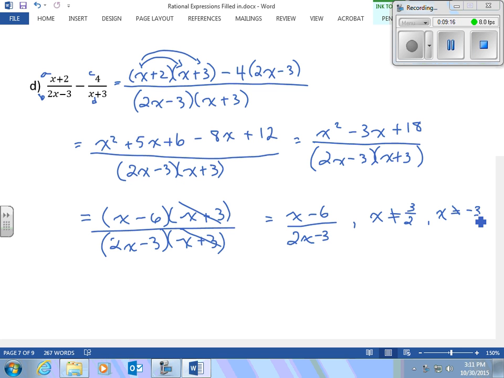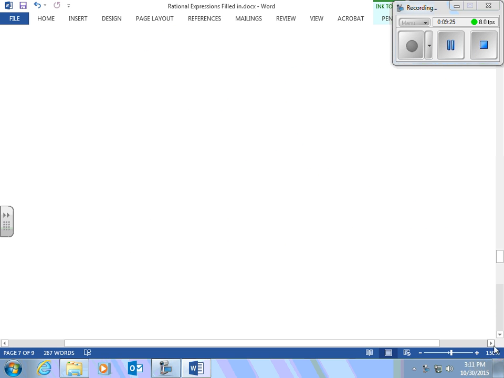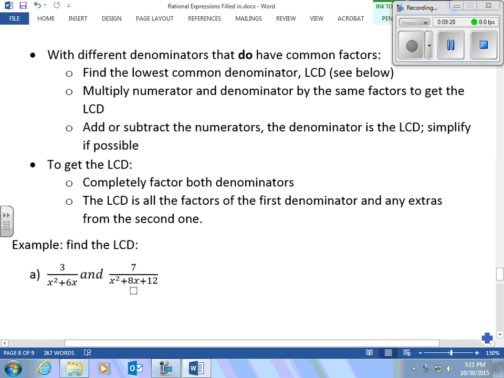So now let's take a look at what happens if there are common factors when we're adding or subtracting. Keep in mind that we're following the same rules as we do for fractions, so we want lowest common denominator, which is also sometimes called the least common multiple. So when we add or subtract, we find the lowest common denominator. We multiply numerators and denominators by the same factors so that both fractions have the same lowest common denominator. And then we add or subtract the numerators and the denominator stays the same. And we simplify if possible.